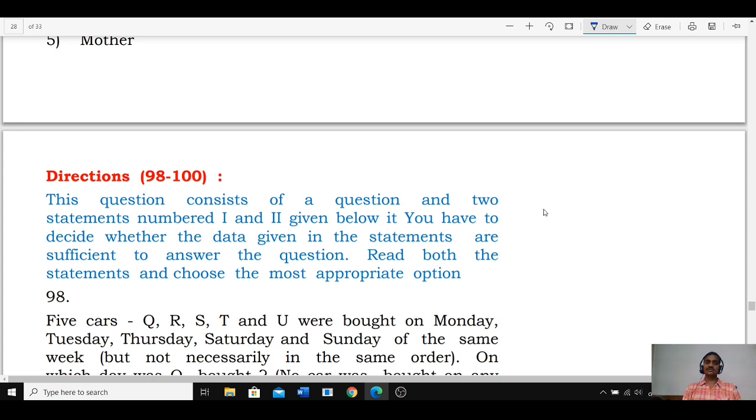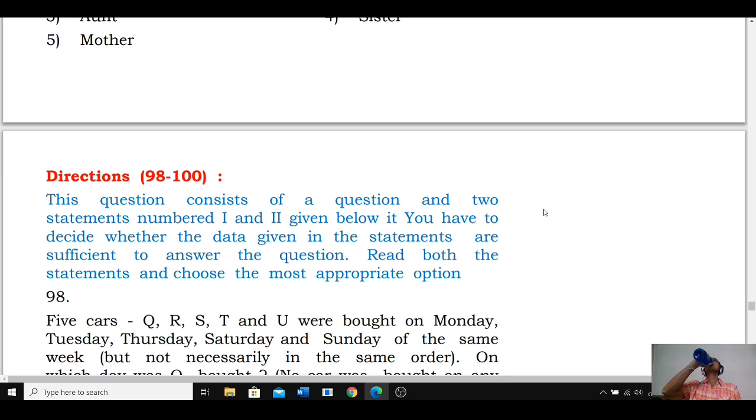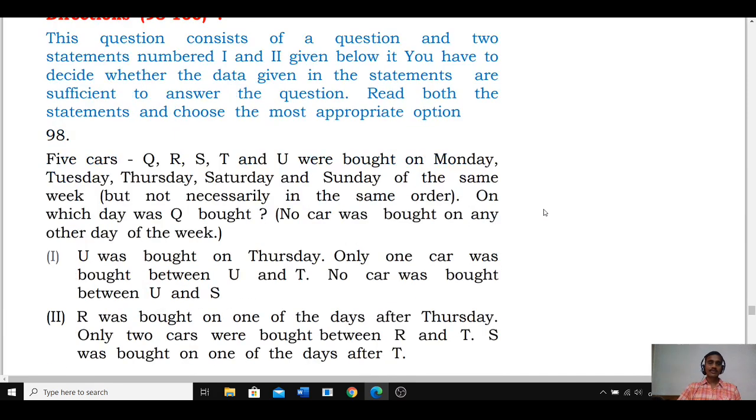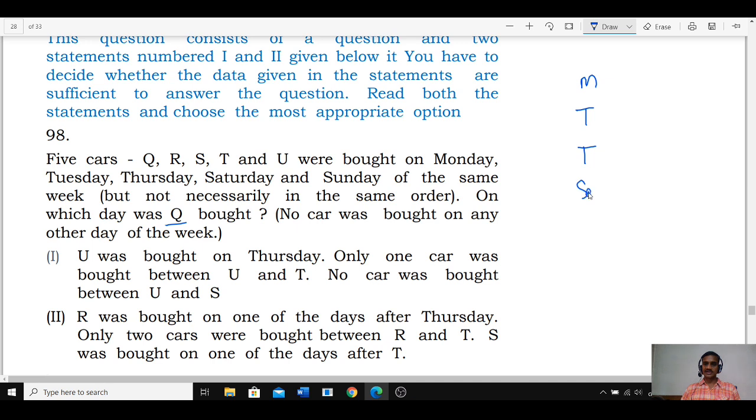Then the last three questions are based on data sufficiency, 98 to 100. Now in this question number 98, 5 cars were bought on Monday, Tuesday, Thursday, Saturday and Sunday, and on which day Q was bought. Now we need to find out on which day this car Q was bought.